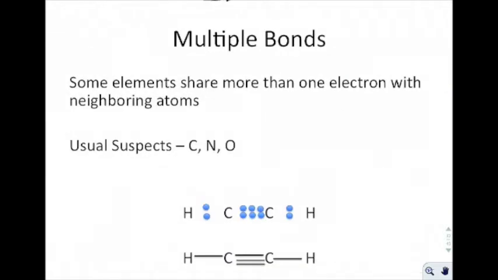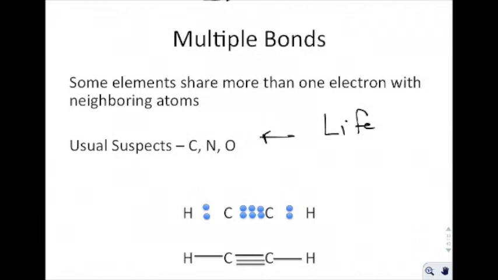So atoms can be bonded by more than one pair of electrons, and we call that multiple bonds. Now, whenever you're looking for multiple bonds, the usual suspects are carbon, nitrogen, and oxygen. Not coincidentally, those are the ones that tend to be involved in life. The flexibility in being able to form multiple bonds has led to the development of life based around these three elements.